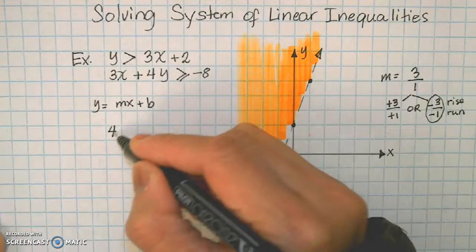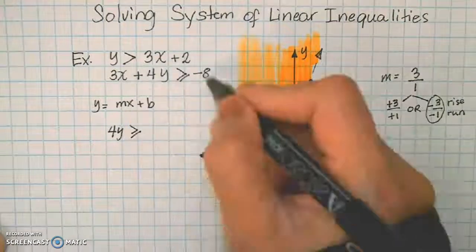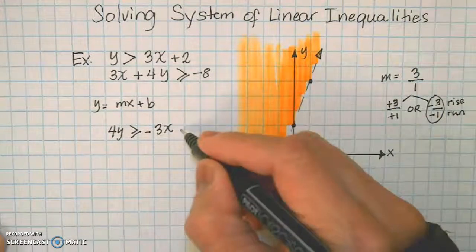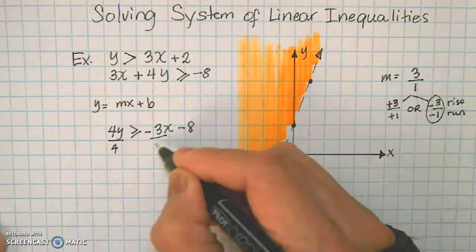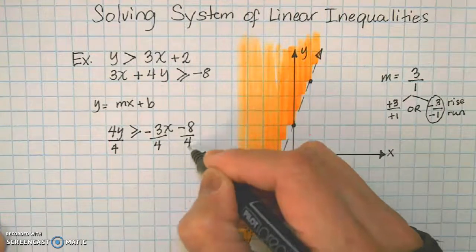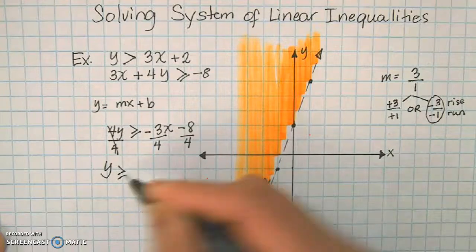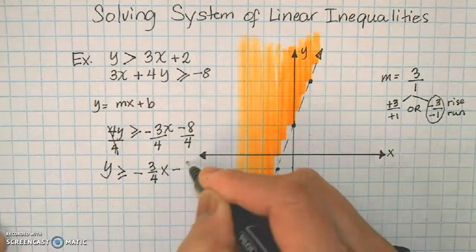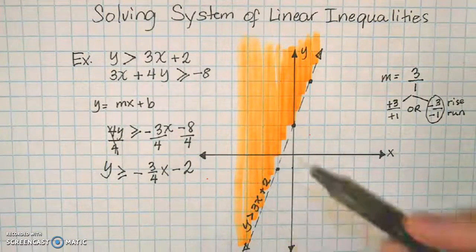So 4y stays here. Copy down the inequality symbol. The positive 3x goes to the other side, making it negative 3x. The negative 8 stays here. And so I divide all of these terms by positive 4. Your final inequality would look like this. And then now we can graph. So we will begin the graphing with the y-intercept of negative 2.